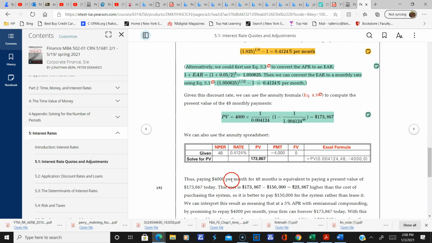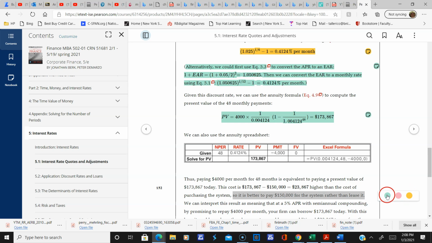All right, so thus paying $4,000 per month for 48 months is equivalent to paying a present value of what we've calculated right here or right here. So now this is higher than the $150,000 that we would pay up front, right? So here's what they say, which I kind of don't agree with. It's better to pay $150,000 for the system rather than lease it.